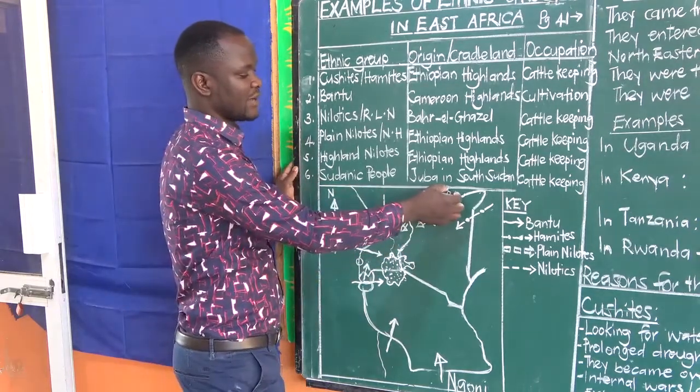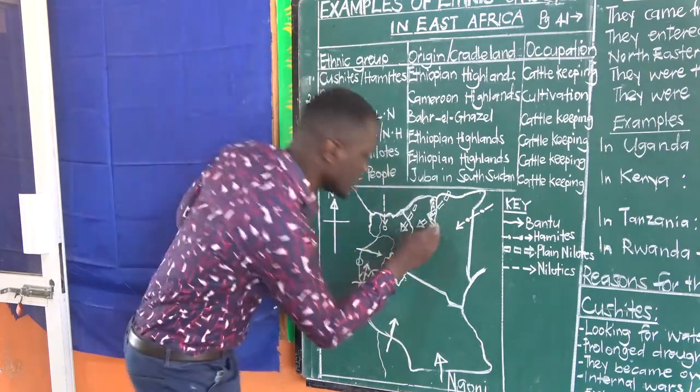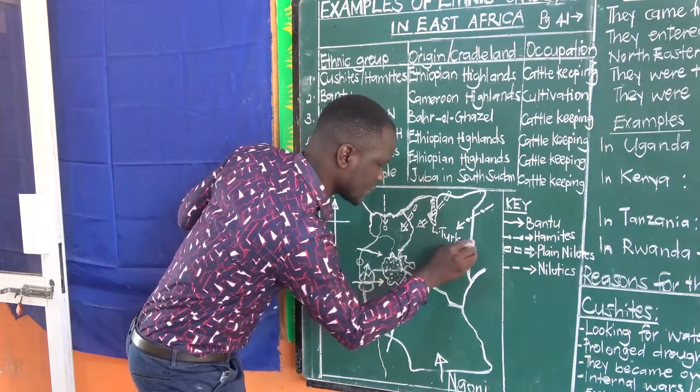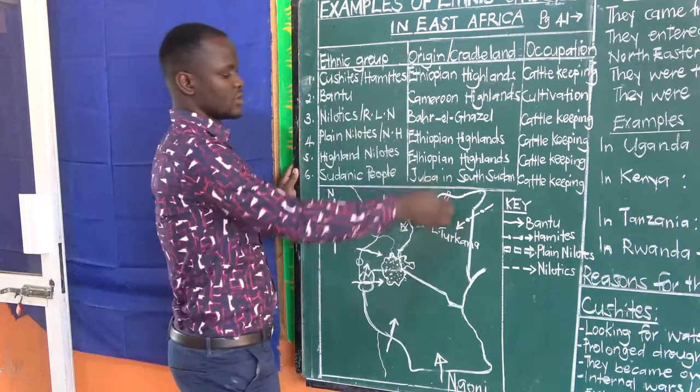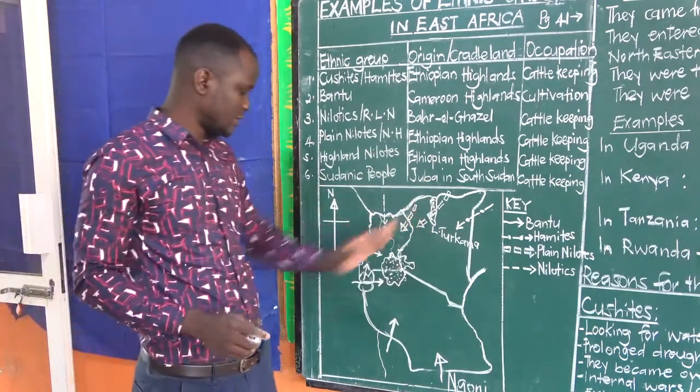And then we have another one which entered through Lake Turkana. This is Lake Turkana in Kenya. So this one also came and settled in that northwestern part of Kenya.